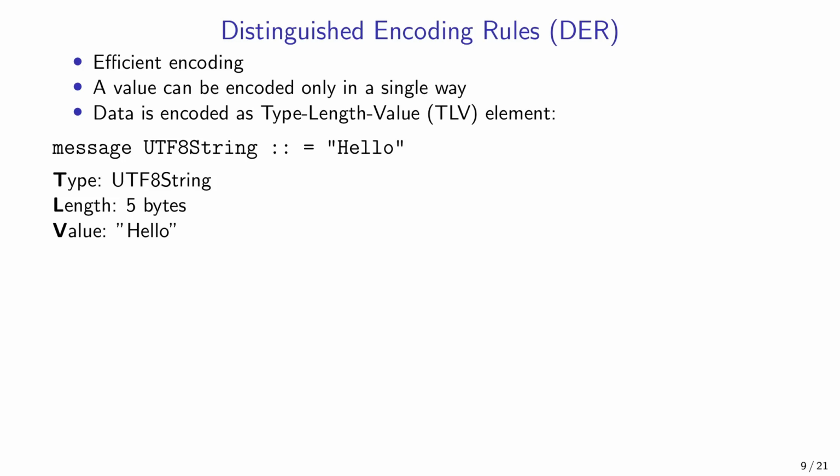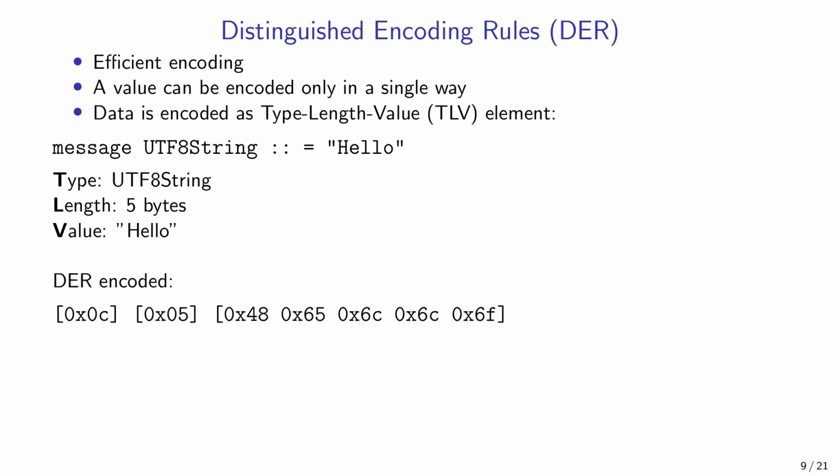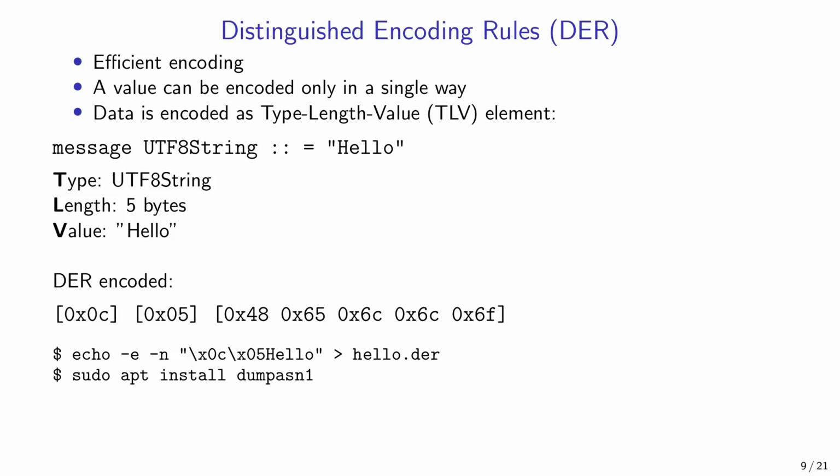So if we DER encode all of this, we will have a DER encoded value consisting of these 7 bytes. This byte encodes type, this byte encodes the length, and these are the value bytes H, E, L, L, O. And we can verify it. We can write these 7 bytes in a file using the echo command. Then we can install this nice tool called dump-ASN1, which is able to parse DER encoded data. We run this tool specifying the file as an argument, and it shows us that it contains UTF-8 string encoded value hello.